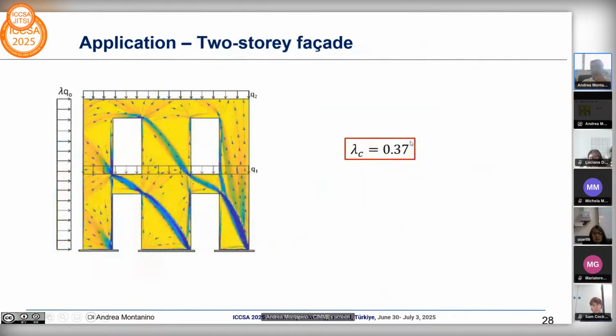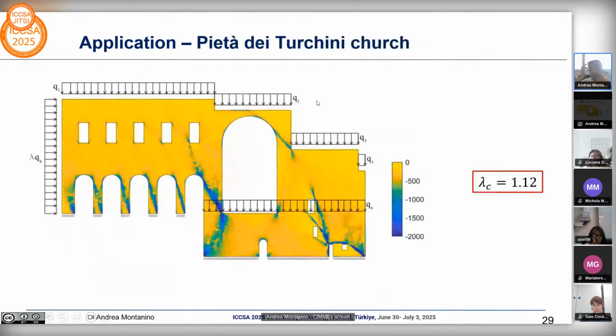But we can do this also for the case of two-story masonry structures, and we see the formation of diagonal bands, and in this case, the maximum load multiplier is 0.37. And finally, we come back to the case of the church of Italy, Turkey, and Naples, and see that for this particular structure, we see again the formation of stress singularities, and finally, we can get the load multiplier that in this case is 1.12.